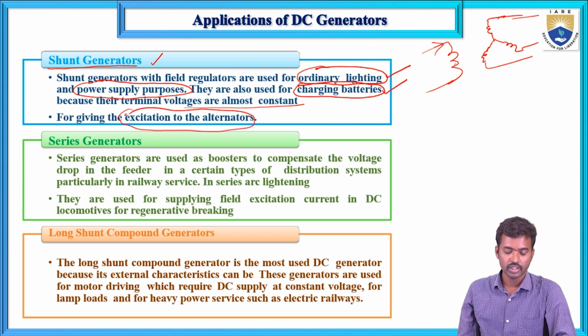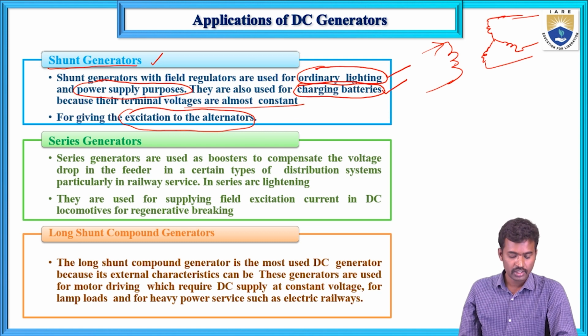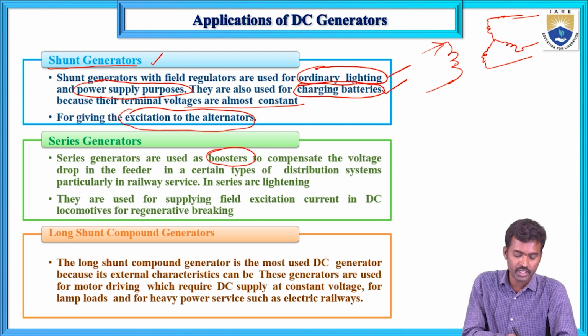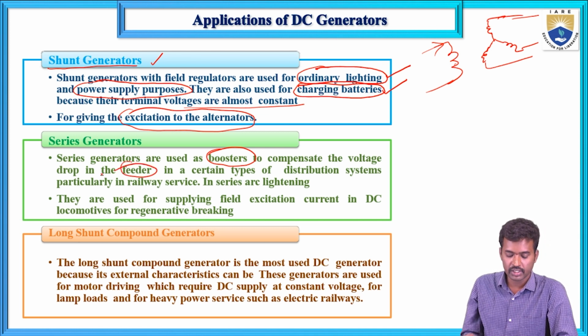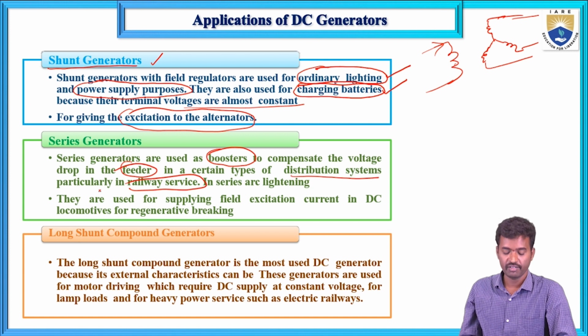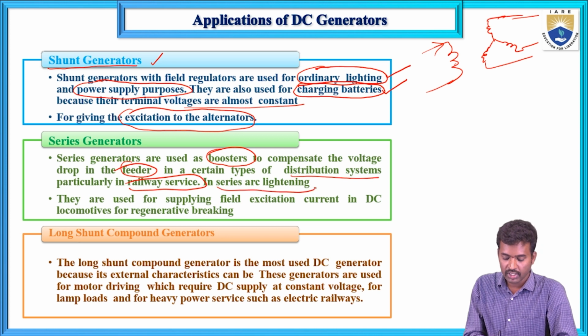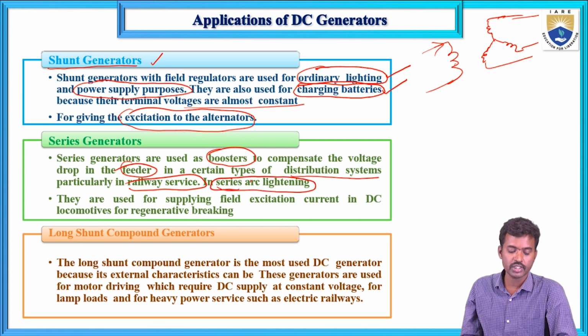And next, series generators. Because of their rising voltage characteristics, series generators are used in boosters. Why do we use series generators in boosters? To compensate the voltage drop in the feeders in certain types of distribution systems, particularly railway services. In railway services we use series generators, and we also use them for series arc lighting.